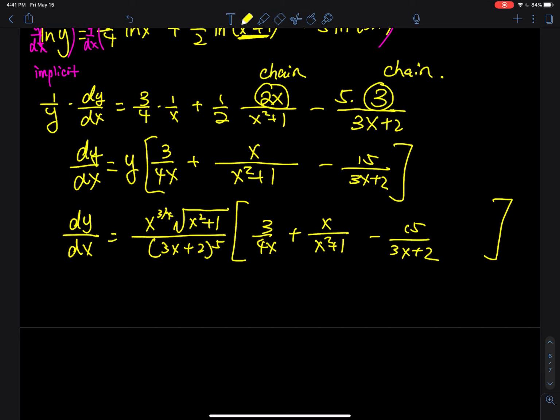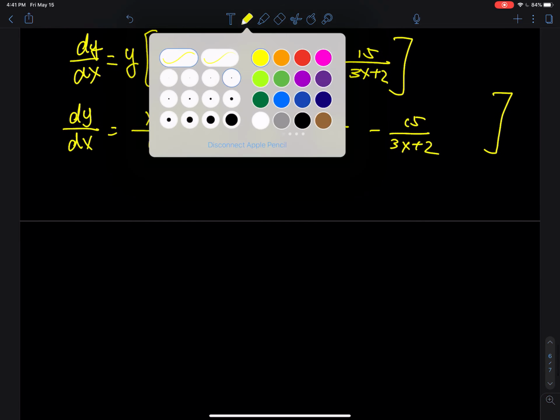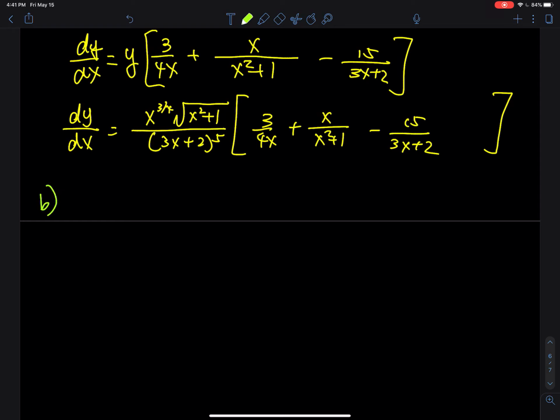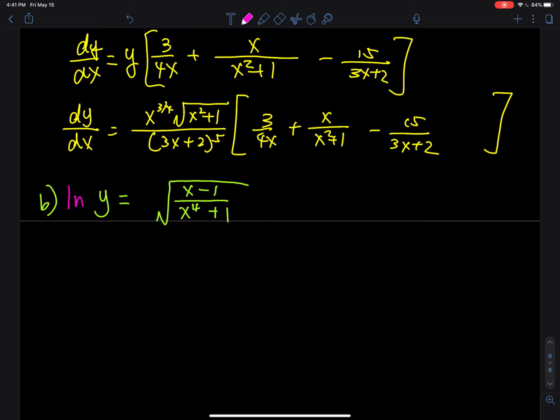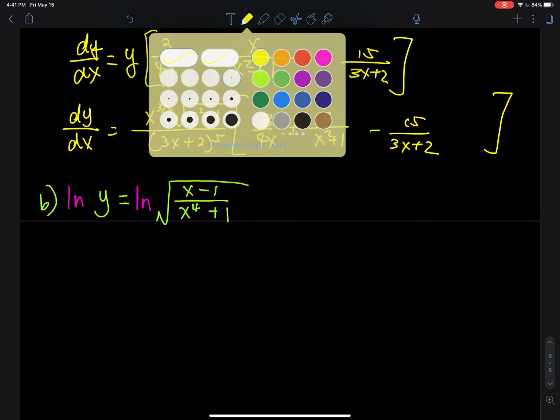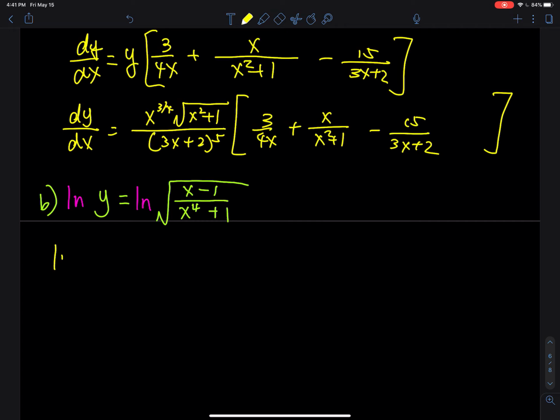And then let's take a look at problem B. So problem B, we have y equals to, save some space to do the ln, x minus 1, and then divided by x to the 4 plus 1. All right, so first I will apply ln on both sides, and then ln y is just ln y, right? And then this one I can bring the 1/2 down, and then I have ln x minus 1 divided by x to the 4 plus 1.